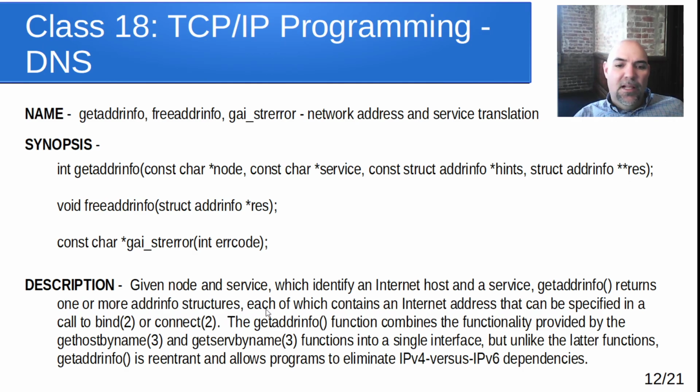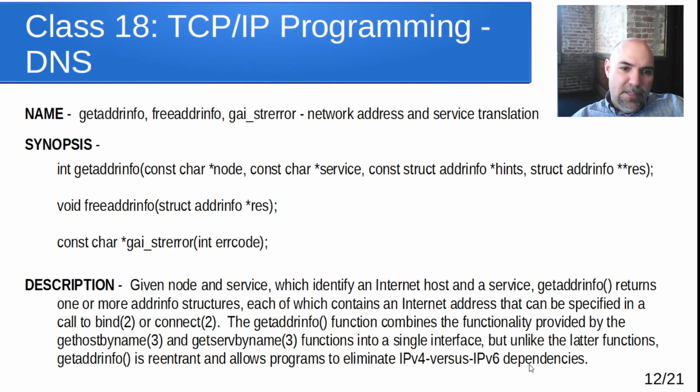Again, null terminated. Each of which contains an internet address that can be specified in a call to bind or connect. So this is returning one of those internet addresses that we can then pass directly to bind or pass directly to connect. So the getaddrinfo function combines the functionality provided by gethostbyname and getservbyname into a single interface, but unlike the latter functions, getaddrinfo is reentrant and allows programs to eliminate IPv4 versus IPv6 dependencies. So that's why it's considered the new way to do it.